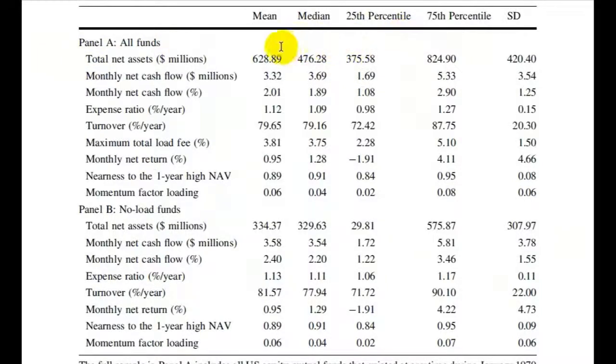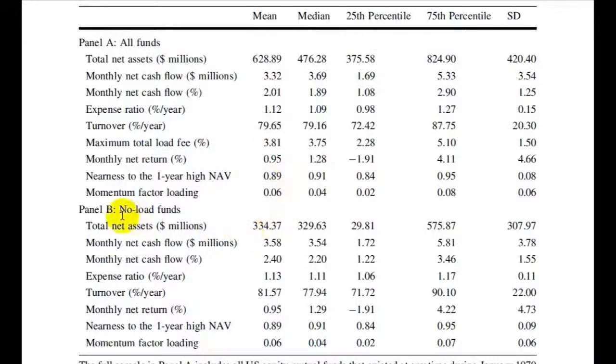But we can see here the net asset size of the funds, the 25th percentile and 75th. So you can see the range of sizes here in the standard deviation. And you can also see the average fund has about 80% turnover, 1.12 expense ratio, about 1% monthly return, and so on and so forth.